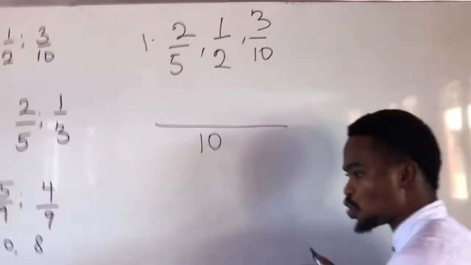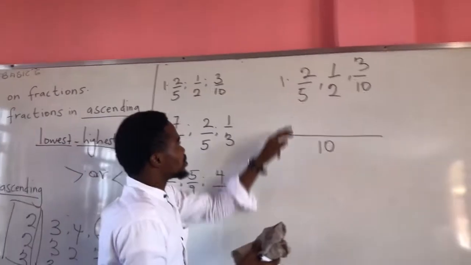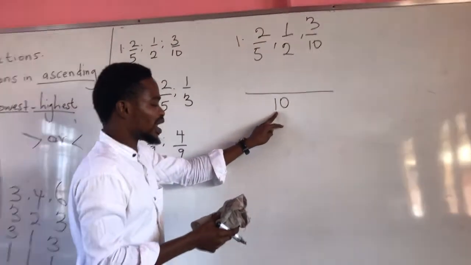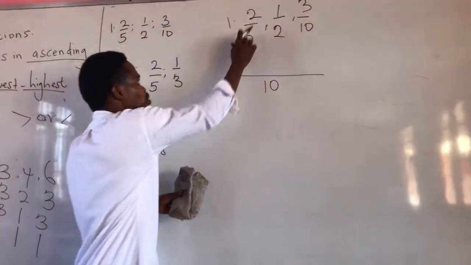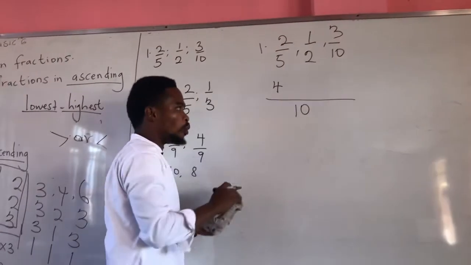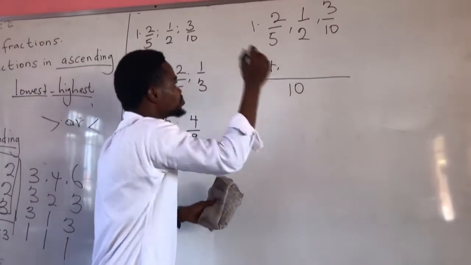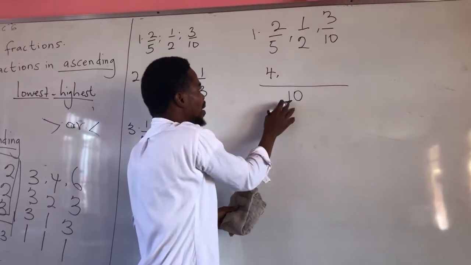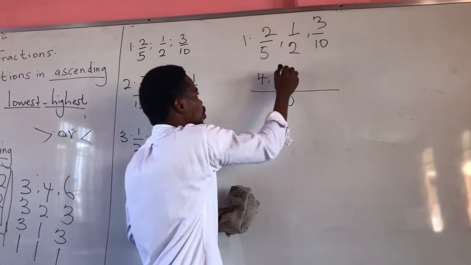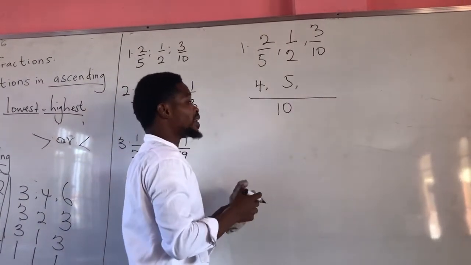Now what am I going to do now? Now 5 going into 10 how many times? 2 times. So 2 times 2 will give me 4. Alright? And I bring the comma. Then 2 goes into 10 how many times? 5 times. 5 times 1 is 5. Then I bring the comma.